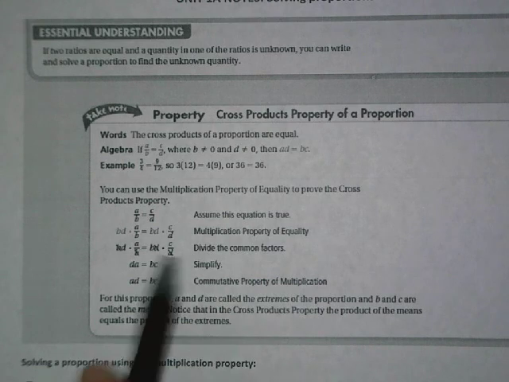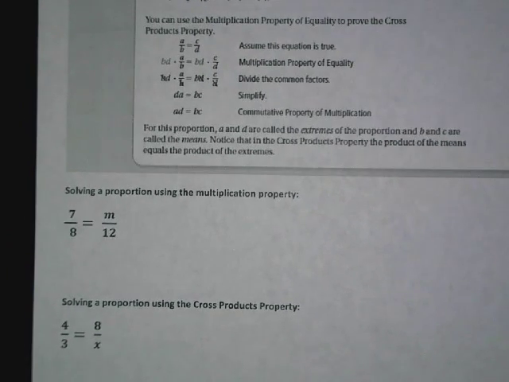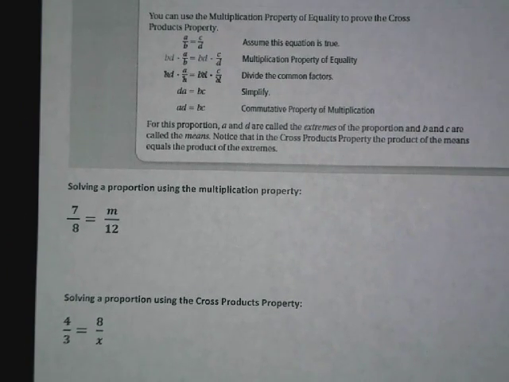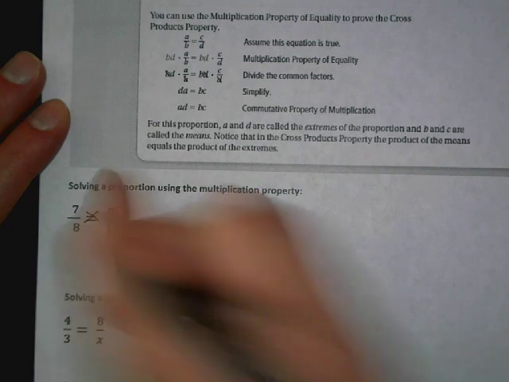So once again, that definition just kind of shows it all using variables. It's a little easier if we look at it with an example involving some numbers to start with. Okay, so here's a basic one right here. So we got 7 over 8 equals m over 12. So what we're going to do to solve this is use that cross products property. We're going to cross multiply.